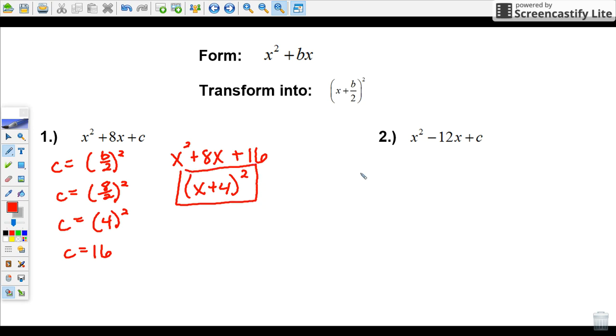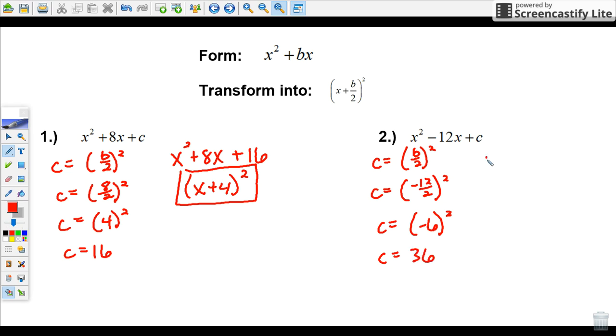Number 2, we're going to do the same thing. We have to figure out what c equals first, so b divided by 2 squared. b is negative 12. So that means we have negative 12 divided by 2 is negative 6 squared. Negative 6 squared is positive 36. So we're going to add positive 36, or replace c with positive 36. And this one is going to factor into x minus 6 squared. This would be our binomial squared.